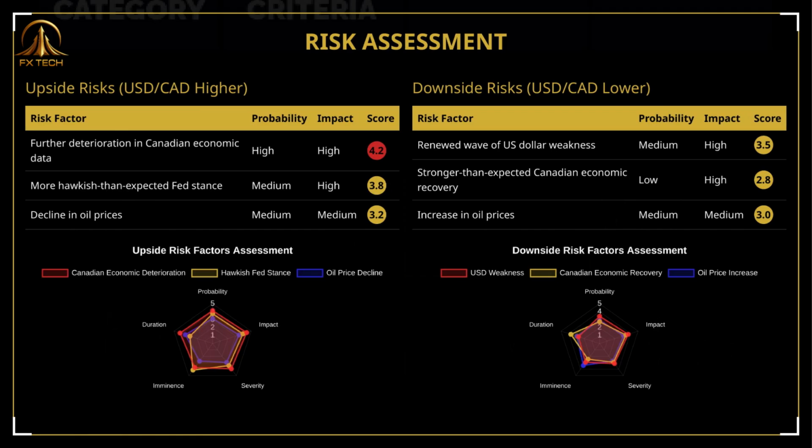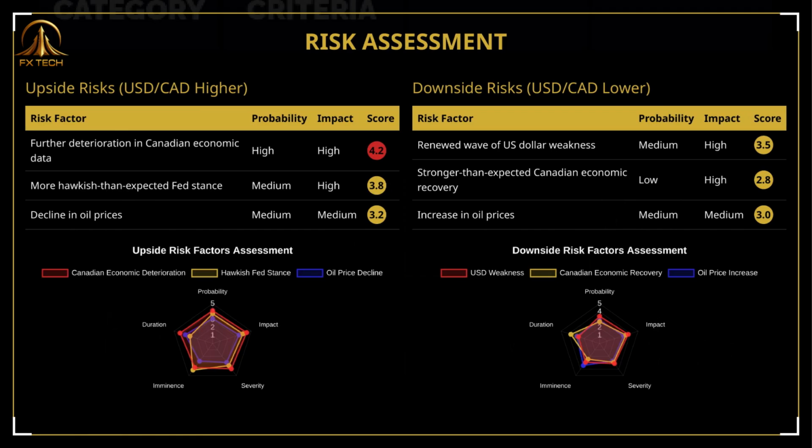On the downside, risks that could push USD/CAD lower include a renewed wave of US dollar weakness with a medium probability and high impact risk score of 3.5. A stronger than expected Canadian economic recovery, though considered low probability, would have a high impact with a risk score of 2.8. Finally, an increase in oil prices would strengthen the Canadian dollar, presenting a medium probability and medium impact risk with a score of 3.0.